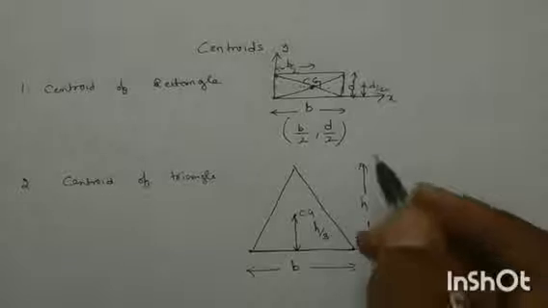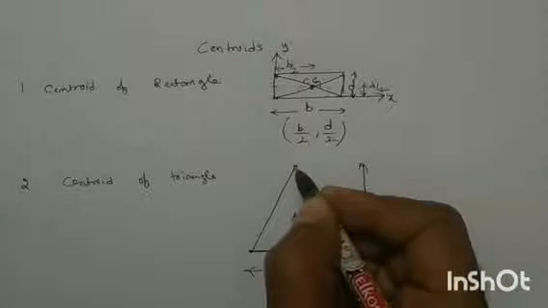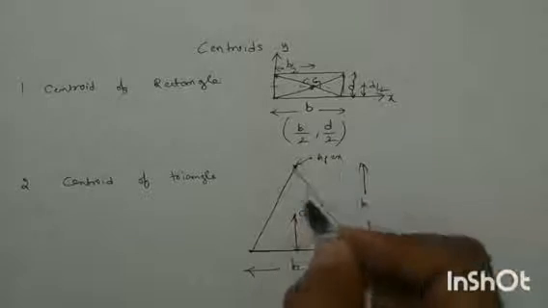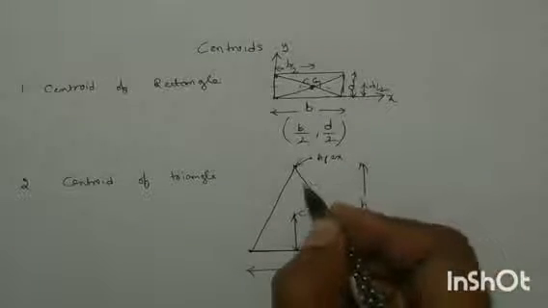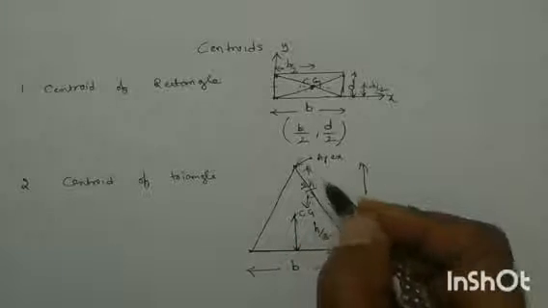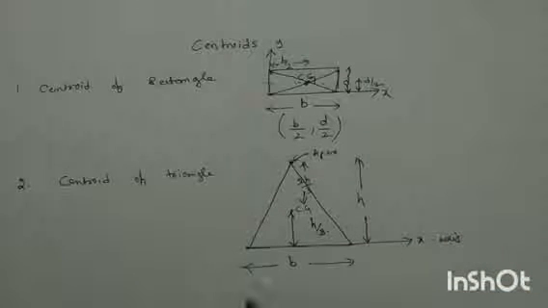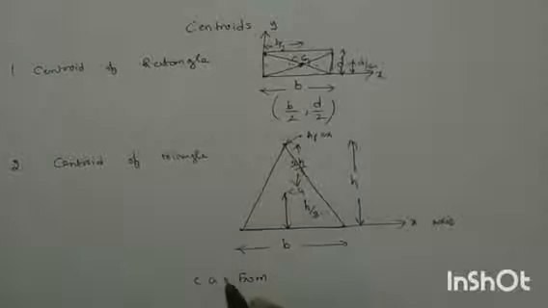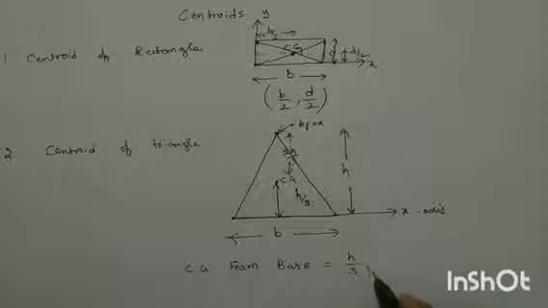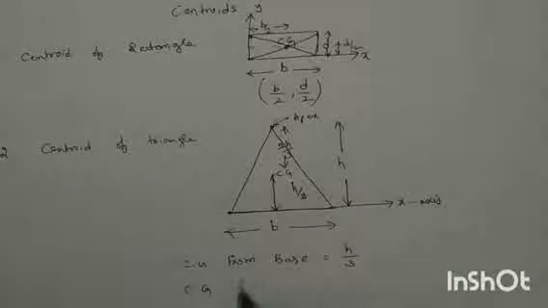Okay. Again, the centroid position with respect to apex, this point we call it as apex, right? So from the apex to CG point, what is the distance? That is the 2h by 3 distance. Okay, so remember here the centroid position from base, that is CG from base, is h by 3. Okay, and centroid position from apex point is 2h by 3.